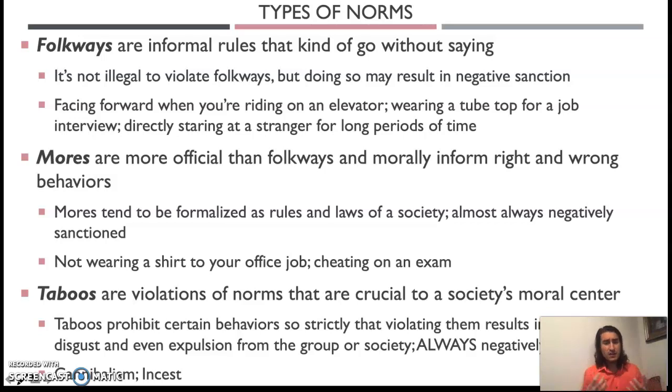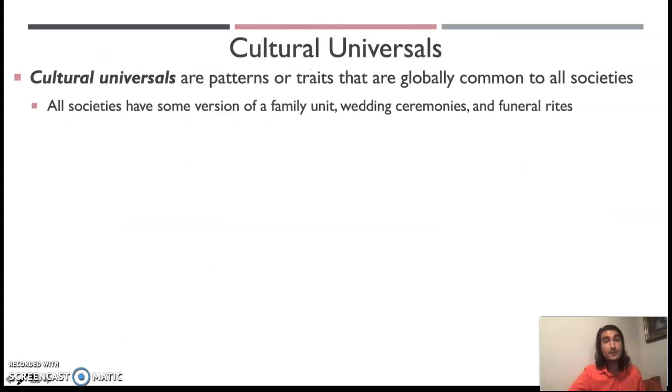Taboos, the most severe form. These are violations of norms that are considered to be crucial to a society's moral center, their moral foundation. They are always negatively sanctioned. So a couple examples of taboos in United States culture would be cannibalism, right? Definitely don't approve or appreciate the eating of other human beings in any context, and incest, right? So two different behaviors that would be considered very taboo in our society.